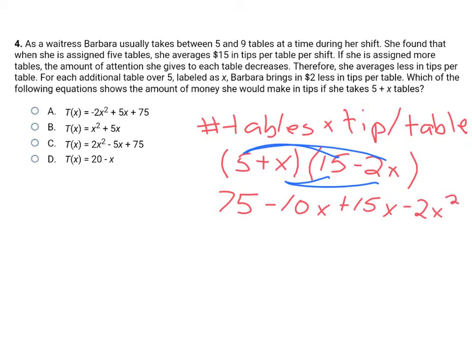And so now I'm just going to rewrite this in standard form and combine like terms. So standard form, I put my highest exponent first, so minus 2x squared. And then my next is just the plain x. So I'm going to combine those like terms. Negative 10x plus 15x is a plus 5x. And then my constant at the end is a plus 75. And that's going to be my final answer, which is A.